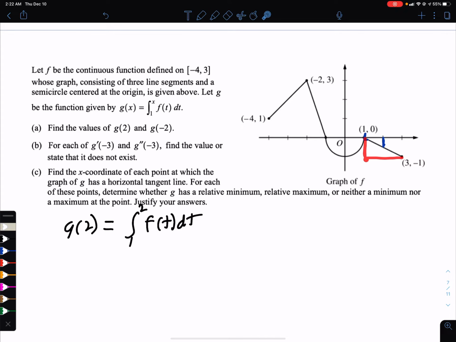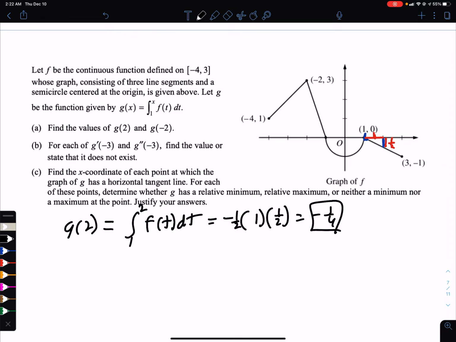Well, I go down 1 over 2, right? So that's 1, 2, that's 1/2. The slope is 1/2, right? So looking at this, from there to there is 1, and then that is going to be 1/2. And so this is going to be the net area. It's going to be negative base, which is 1, times the height, which is 1/2, and it's a triangle, so it's 1/2 base times height. So it's negative 1/4 will be the net area, or g of 2.